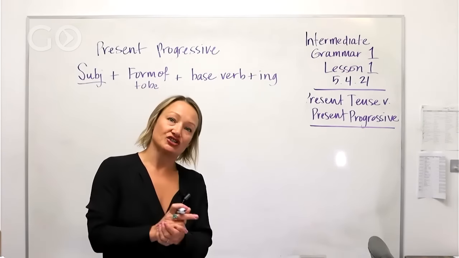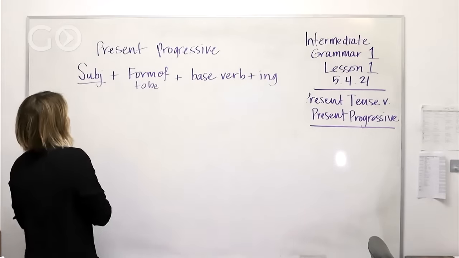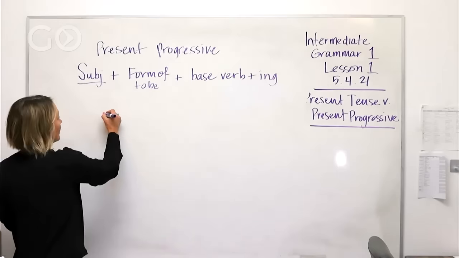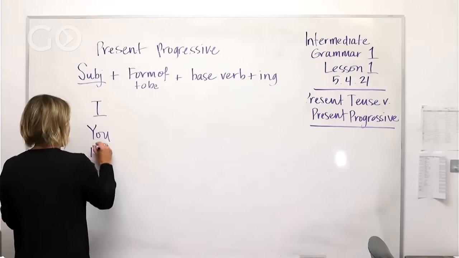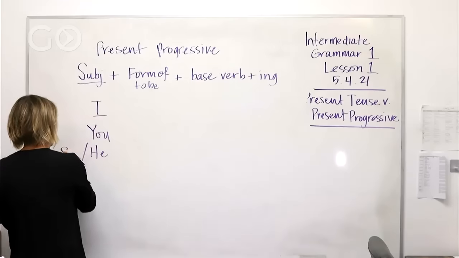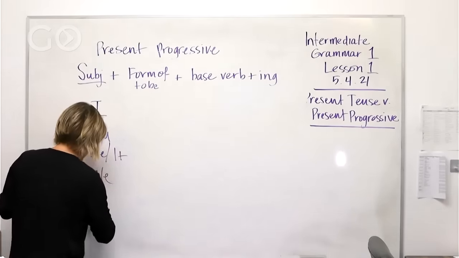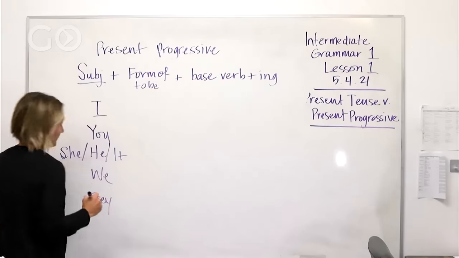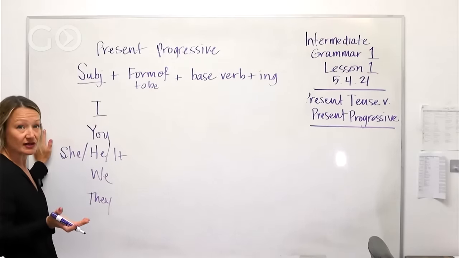All right, great. So let's practice a couple of these, and then we'll look at the fuller negatives and the questions in our class on Thursday. Okay, so here are our subjects. So I, you, he, she, it, and then we and they, okay? Those are in general the pronouns. Subjects, okay?